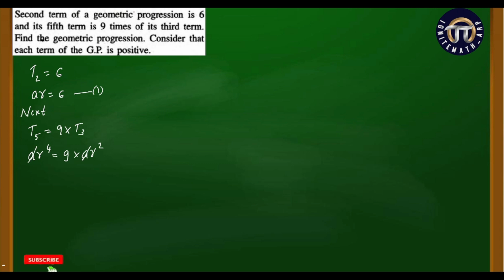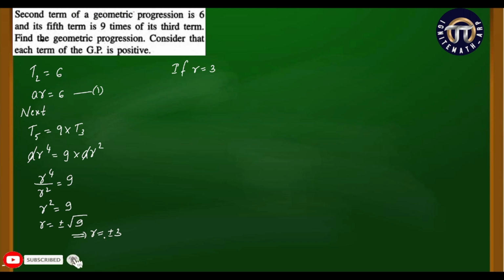So here A can be directly cancelled. R to the power of 4 by R square is equal to 9. Then R square is equal to 9. R is equal to plus or minus square root of 9. Then I can say R is equal to plus or minus 3. So you're asked to find the GP where each and every term is positive. So if I take R is equal to minus 3, then I would get some of the terms of the GP as negative as well. So I will consider R is equal to plus 3.